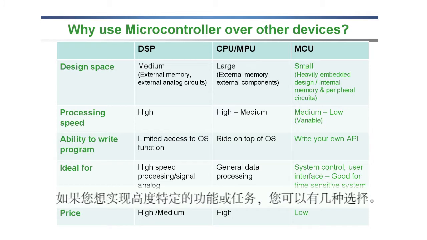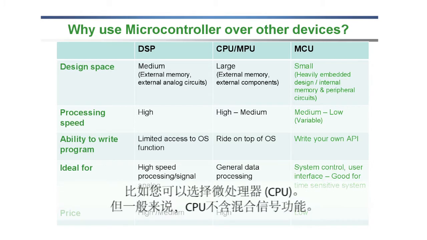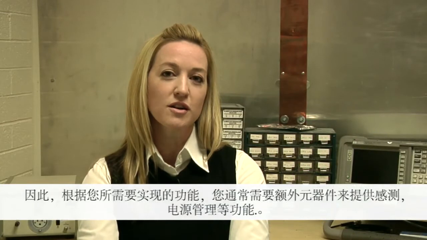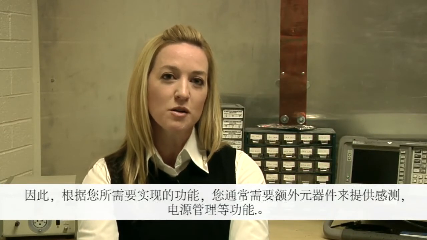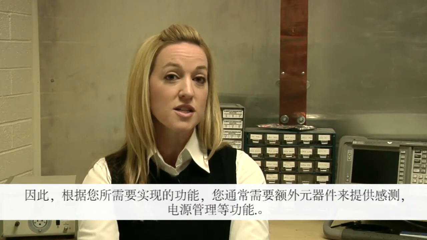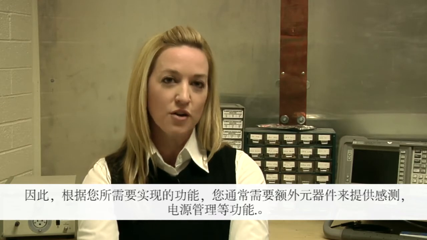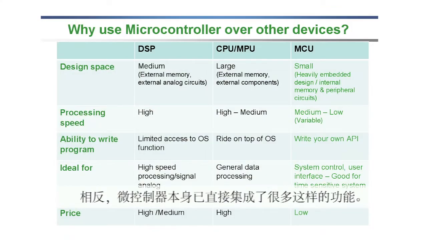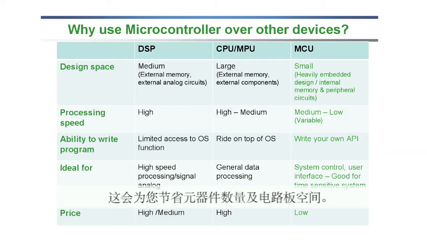If you are looking to accomplish a highly specific function or task, you have a few options. You can use a CPU, but these commonly don't include mixed signal functionality. So depending on the function you are trying to accomplish, you typically need additional components to provide functions such as sensing, power management, etc. In contrast, if you use a microcontroller, many of these functions will be integrated directly into the microcontroller, allowing you to reduce external components and save board space.